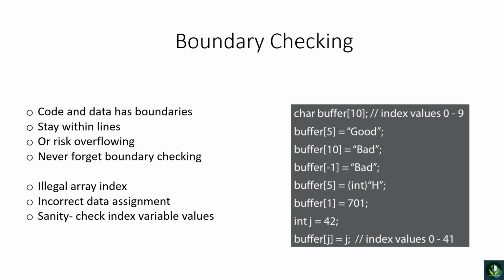Now boundary checking. For boundary checking, the index value is 0 to 9. Code and data have boundaries. The boundary is 0 to 9, and you must stay within the boundary. If we check buffer 5, it is within the index range, so it is good. If the buffer index is 10, then it is bad, because there is a risk of overflowing. So never forget to check the boundary, and always use values within the index range.